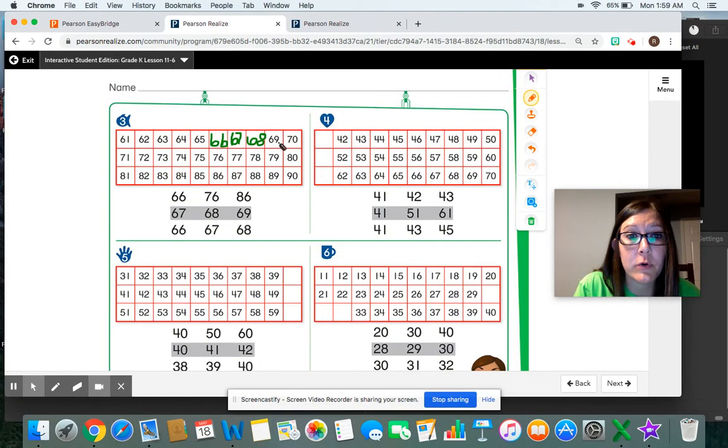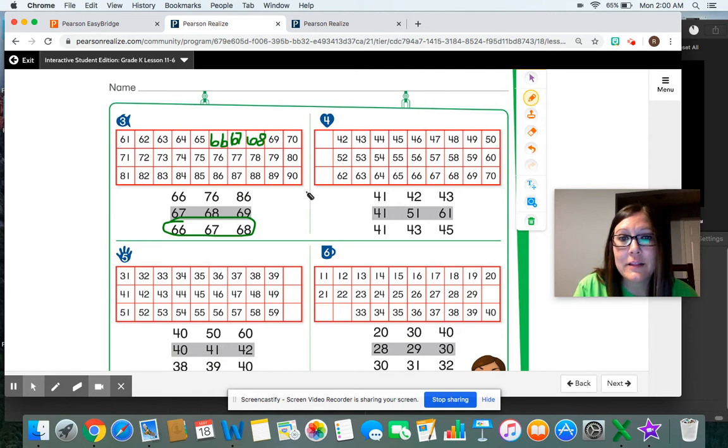And just to make sure we're right, take a look at this number. Does 69 come right after 68? It sure does. So that means we need to circle 66, 67, 68, because those numbers match these. Those were the missing numbers.